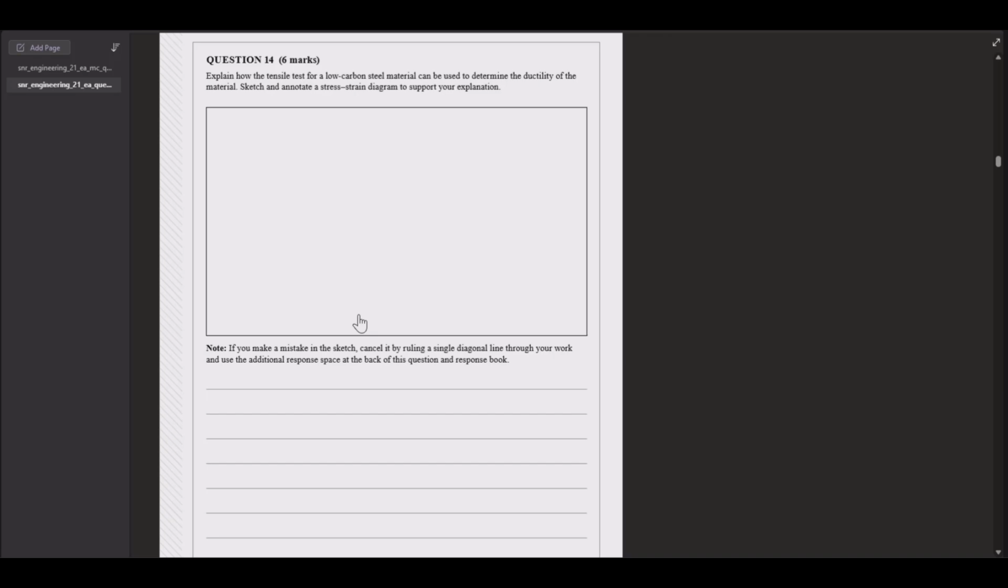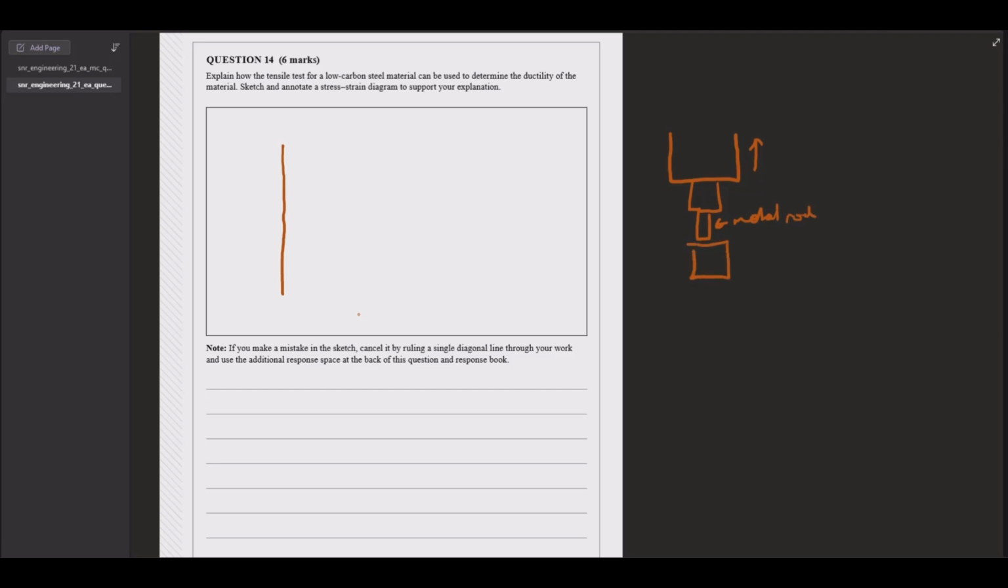Question 14, explain how a tensile test for low carbon steel material can be used to determine the ductility of the material. So when we have a tensile test, what we're actually doing is we've got a machine, and they grab onto the rod that we're testing. So this is the rod, metal rod.